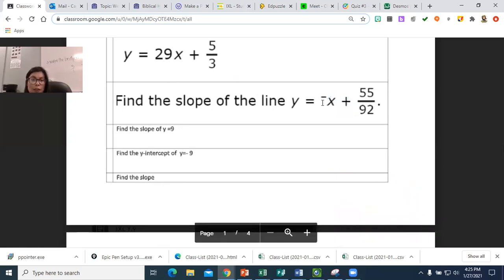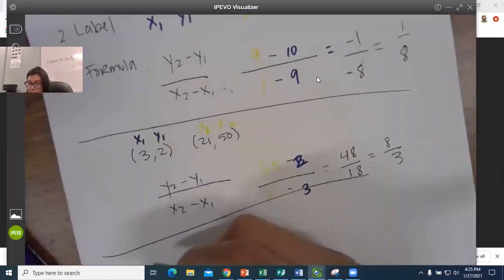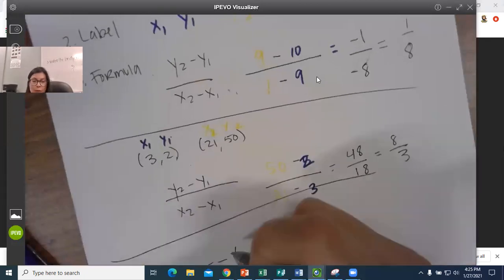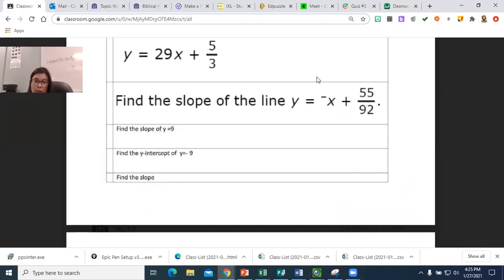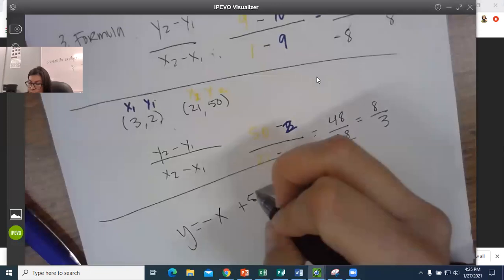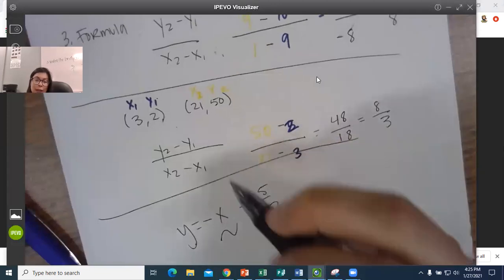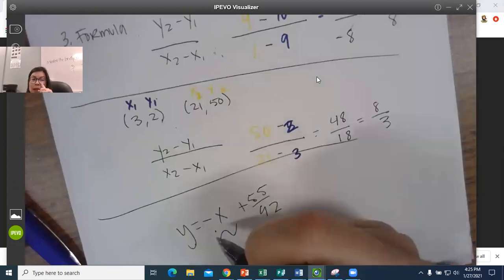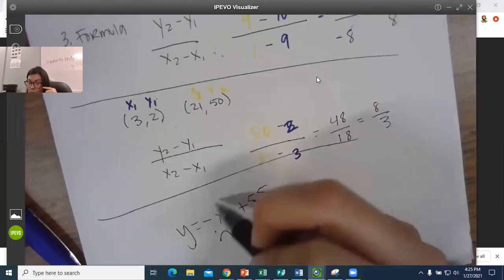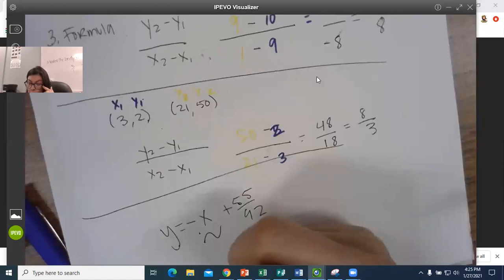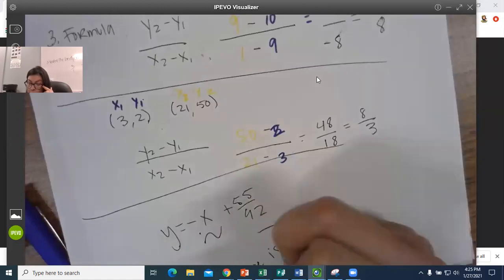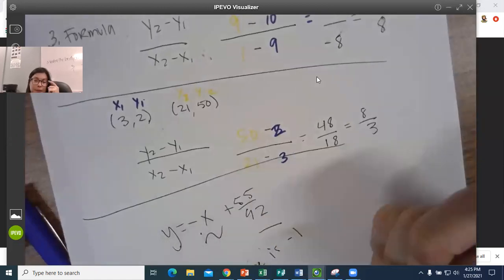So it's the one in front of x. So right here, I would squiggly this one, because when you look at it, it's y equals negative x plus 55 over 92. I squiggly underline. So it doesn't have a number explicitly, like you can't see it. But how many are there? There's only one. So the slope is 1. But because it's negative, it's going to be a negative 1.